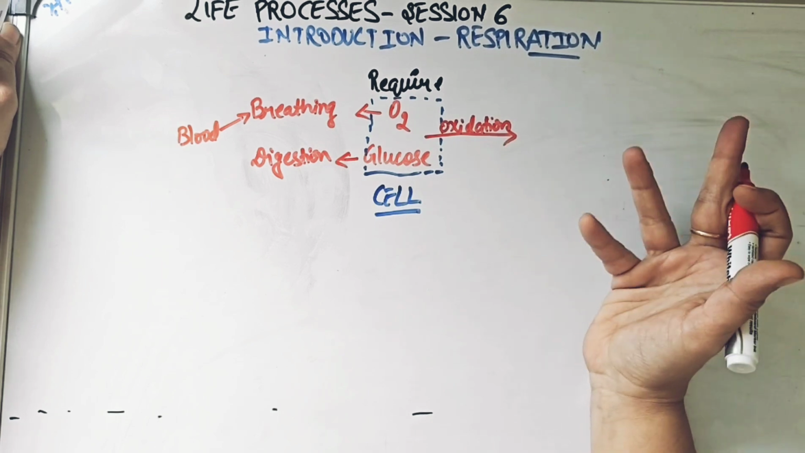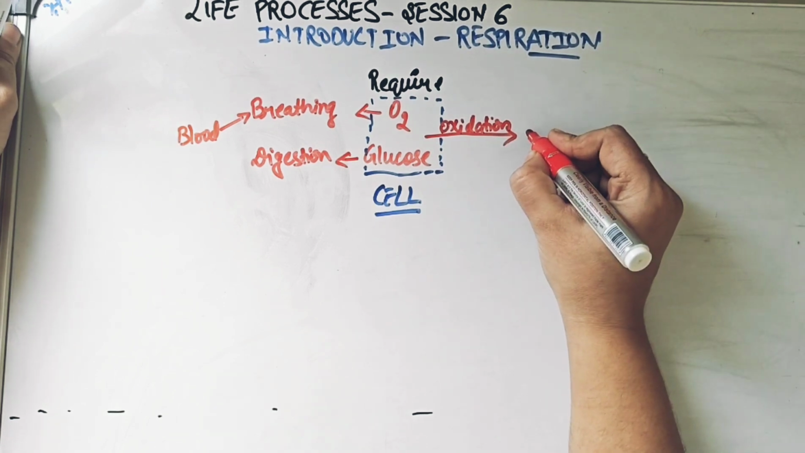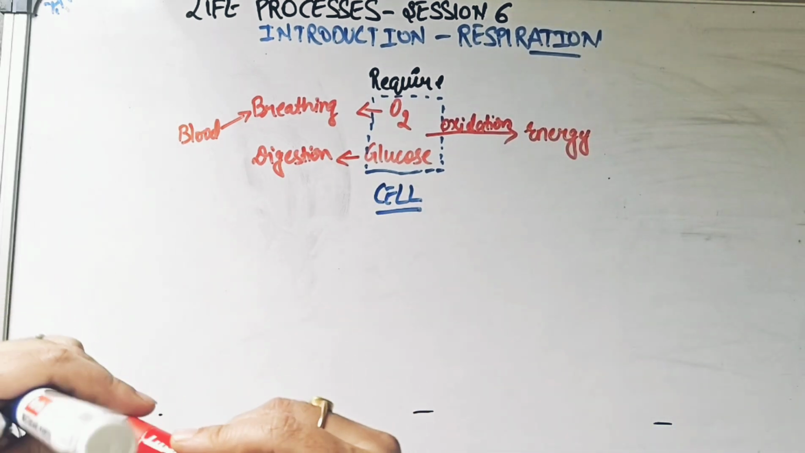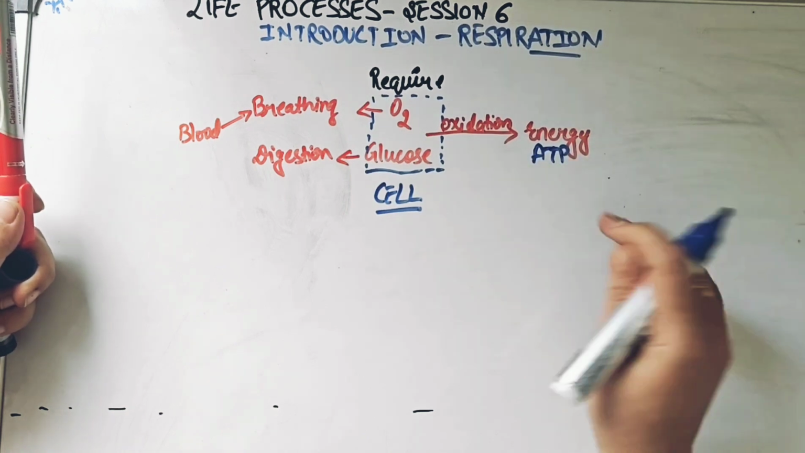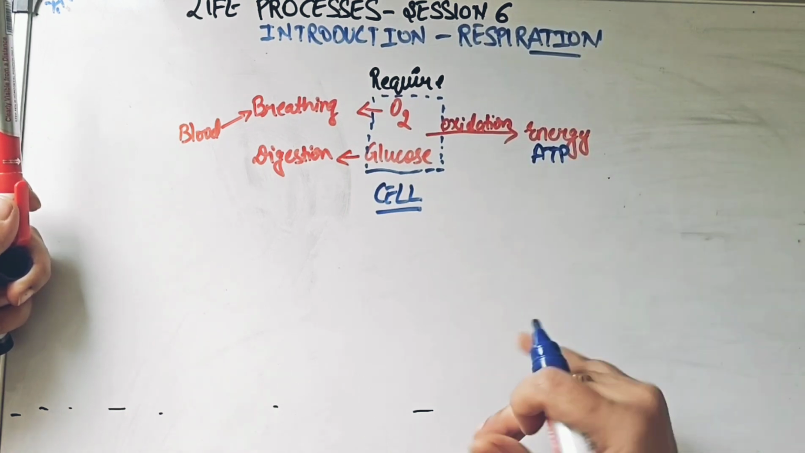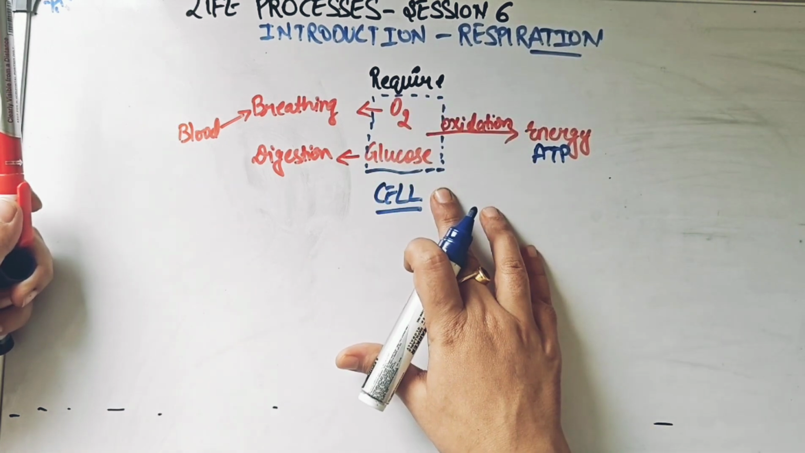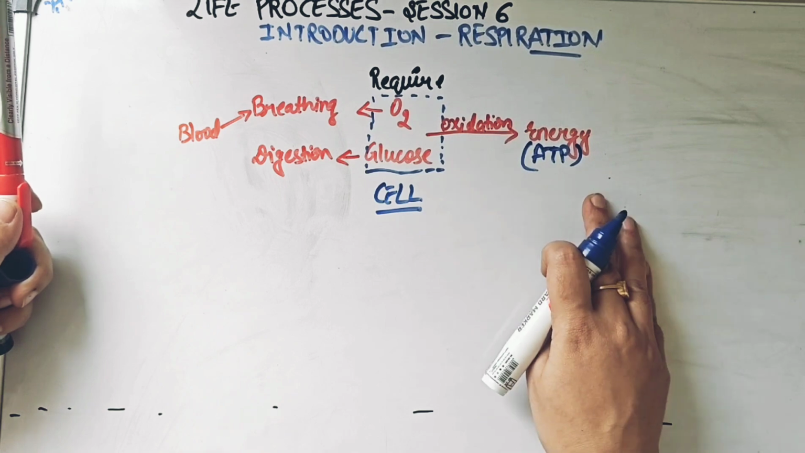And then what is it going to do? Okay, fine, it has oxidized, it has burned the glucose. Now it is going to produce your energy. And energy in the form of what? Energy in the form of ATP. We are going to talk about ATP in detail in just a while, but right now just understand, when your glucose gets oxidized at your cellular level, it is going to generate energy in the form of ATP.